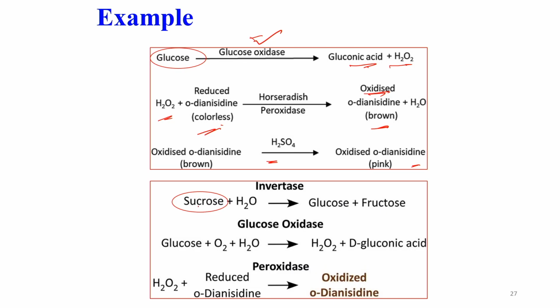Another option is if you have sucrose, then sucrose first needs to be converted to glucose. We use the invertase enzyme. Invertase converts sucrose to glucose and fructose, then glucose oxidase is applied to convert glucose to gluconic acid, and then you can apply the peroxidase enzyme as we discussed above. In this way the glucose and sucrose biosensor works.